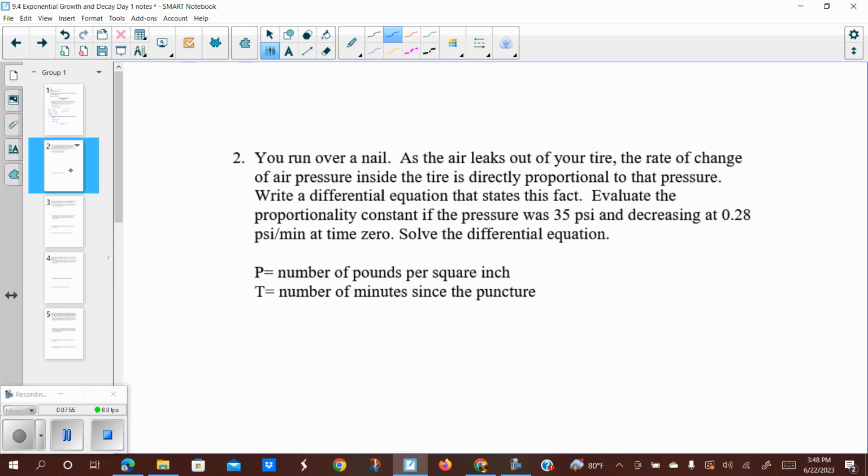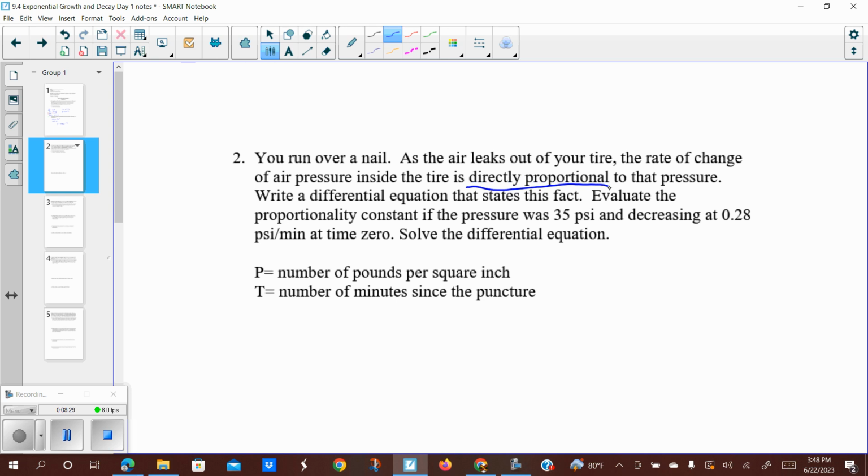Most of the time, you're going to have to read these things multiple times. There's a lot of stuff going on in this problem. We ran over a nail. Okay, bad us. As the air leaks out of your tire, the rate of change of air pressure inside the tire is directly proportional, okay, that's a key, we're going to have to talk about that, to that pressure. Write the differential equation that states that fact. We'll get to that. And then we want to evaluate what that proportionality constant is if we're given some initial conditions, which we are, and then we'll solve the differential equation. So we got a bunch of stuff going on here.